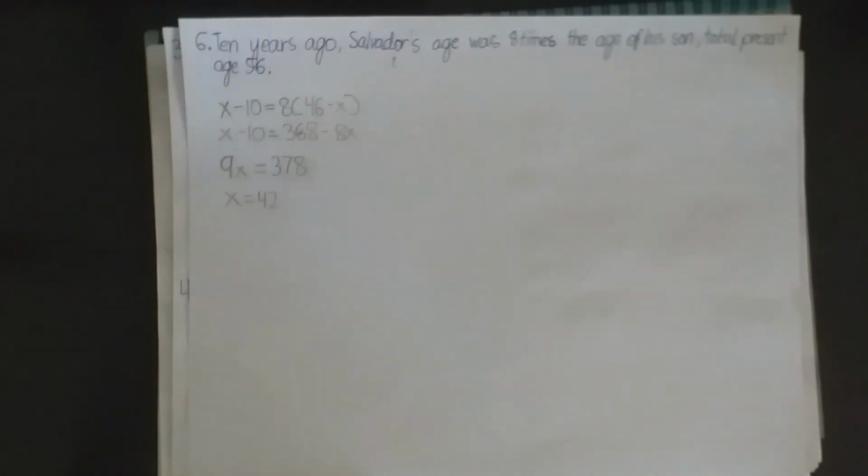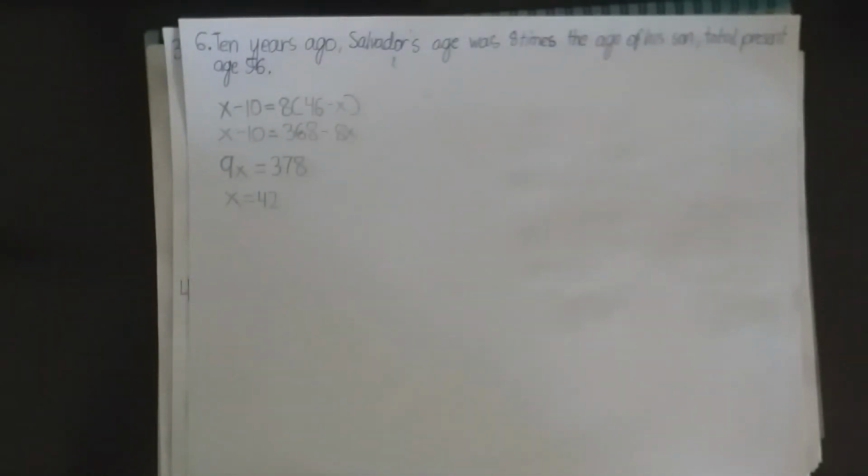Good morning, everyone, and this is number 6, and it is a word problem. Our question is, 10 years ago, Mr. Salvador's age was 8 times the age of his son, and their total age together today is 56. And we are going to solve what their ages are.